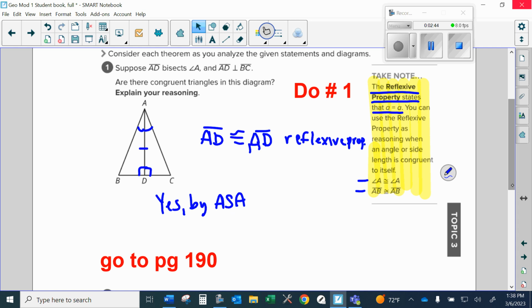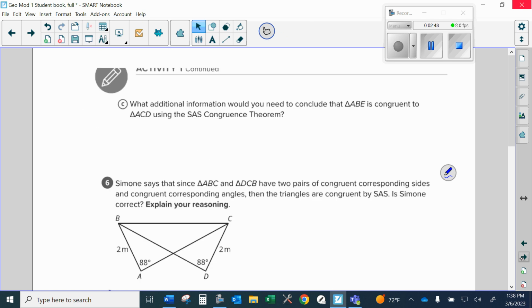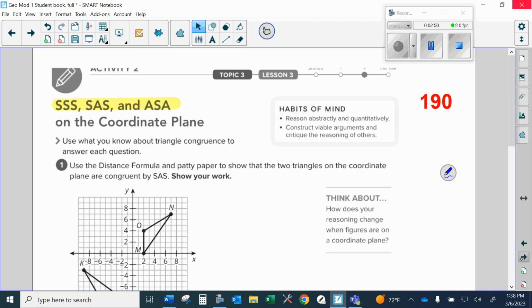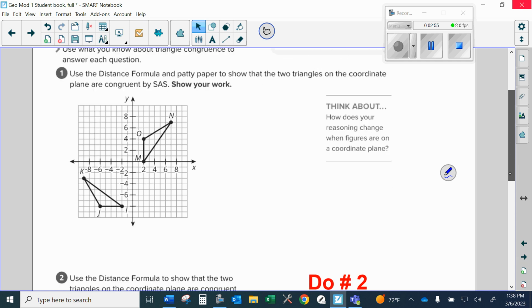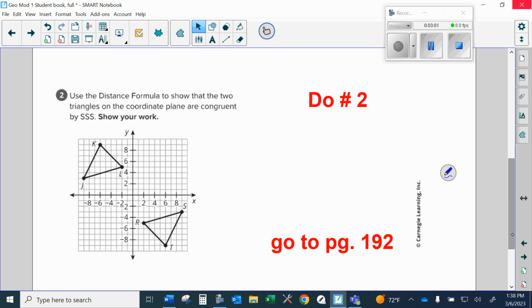Okay, now go to page 190. Okay, now we're looking at the coordinate plane. Everything on the DCAS is in the coordinate plane. So we're going to do number 2. How do we show these 2 triangles are congruent by SSS?